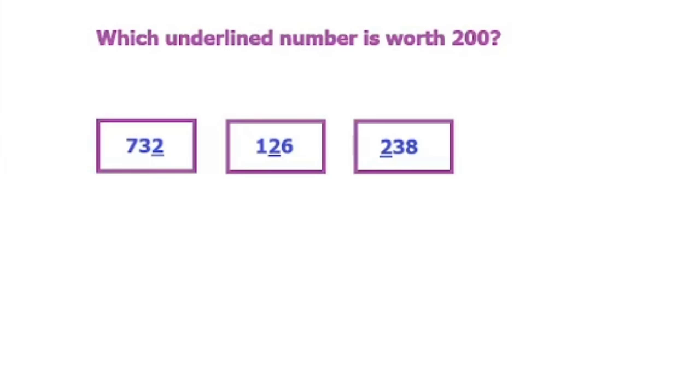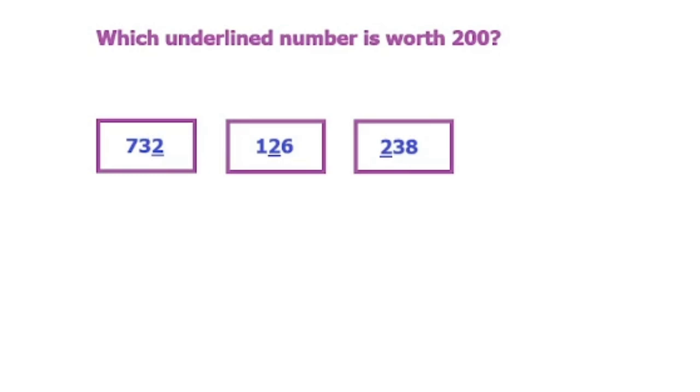In this video, we're going to talk a little bit more about place value. So if you have a question like this that says, which underlined number is worth 200? Okay, so you have a list of numbers that you have to choose from, and you have to choose the number that has the underlined 2 that is worth 200.